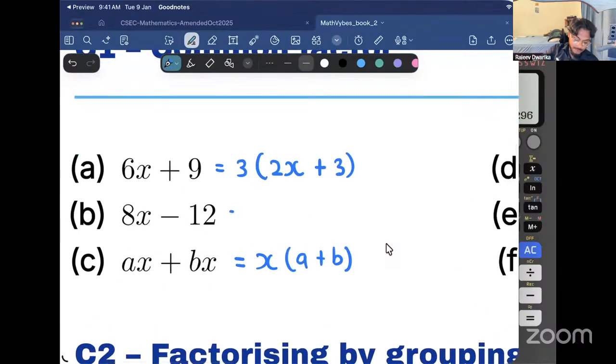Avisha, let me speed through this fast. What's a common factor between 8 and 12? 8 and 12. Talk to me fast. 4. Alright, if I pull out 4 from 8x, what do I write?